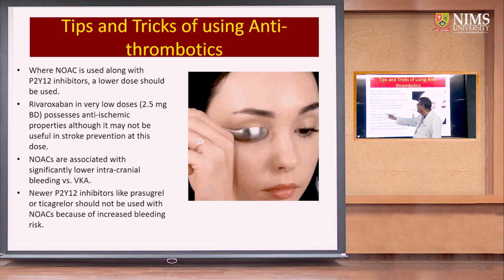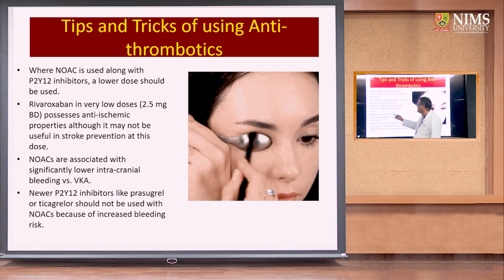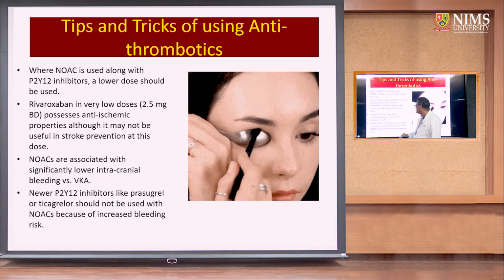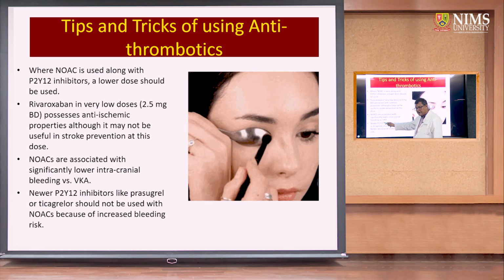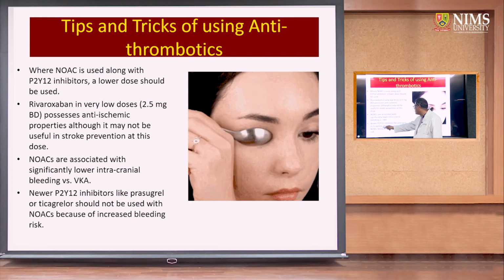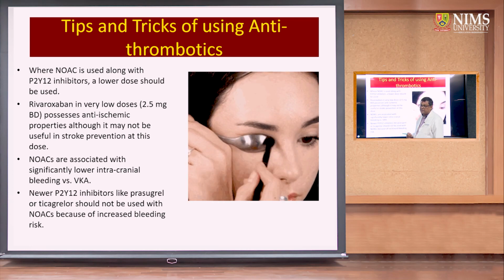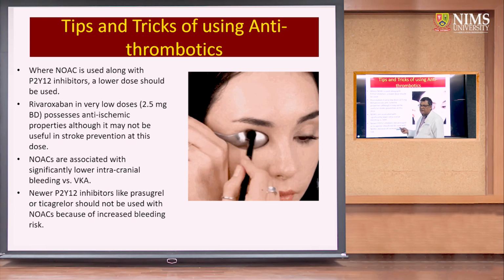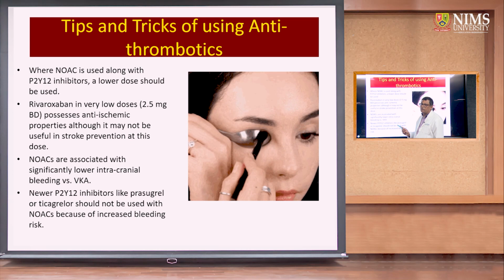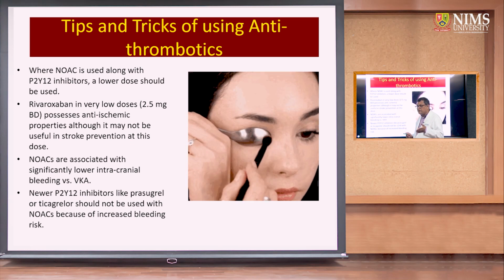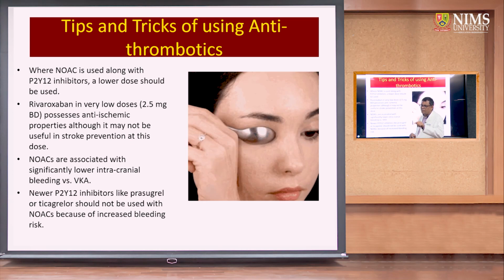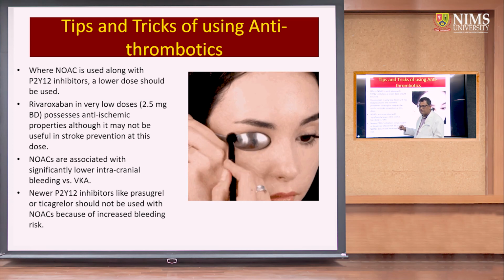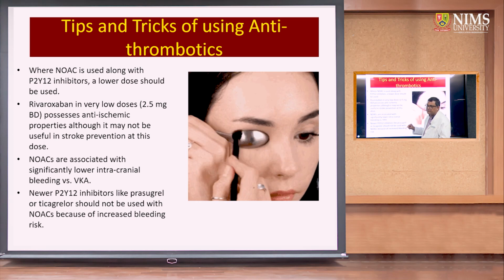Now as I said, NOACs are associated with significantly lower intracranial bleeding, whether compared with low dose VKA or high dose VKA. Newer P2Y12 inhibitors like prasugrel and ticagrelor should not be combined with anticoagulants, whether it is a NOAC or a vitamin K antagonist. You should combine only clopidogrel. I have seen many prescriptions where people are using acitrom or warfarin, and they are also writing prasugrel or ticagrelor. That should not be done. So that is criminal. Next.